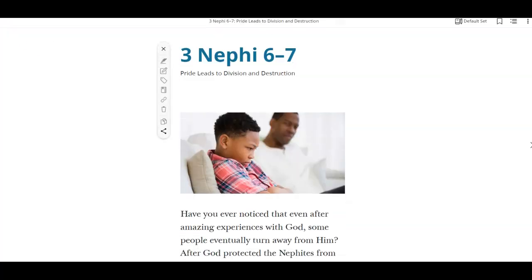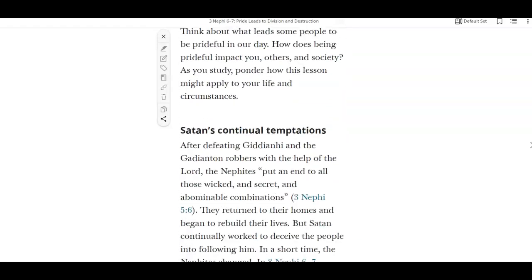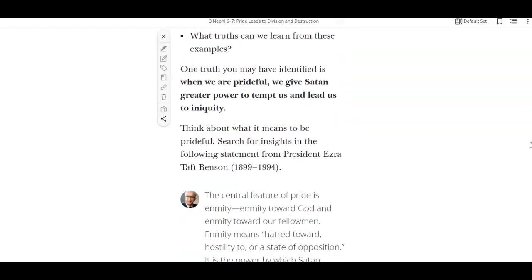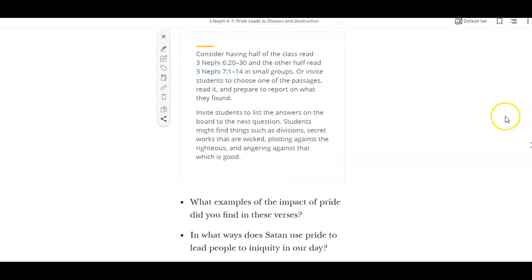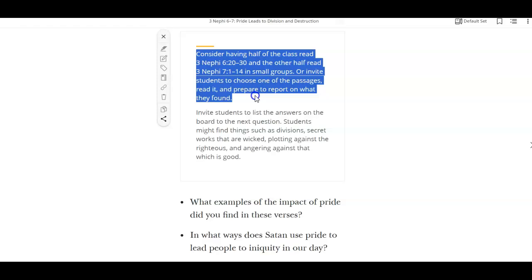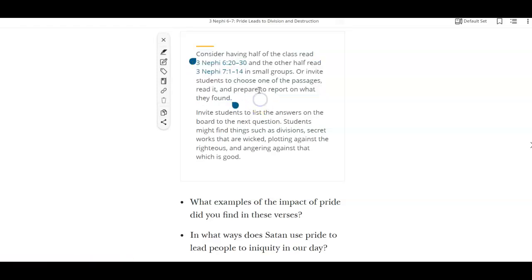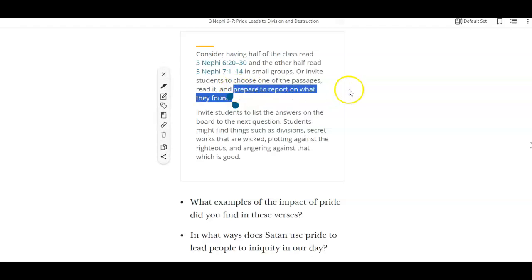Now, let's scroll down about two-thirds of the way until we get to this call-out box. So here it says, consider having half of the class read these verses and the other half read these verses. And then it says, prepare to report on what they found. So the strategy I want to talk about refers to this reporting. One way that students can report is in partner teaching. So this is the way partner teaching works.